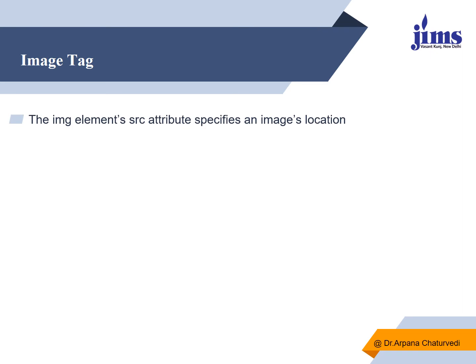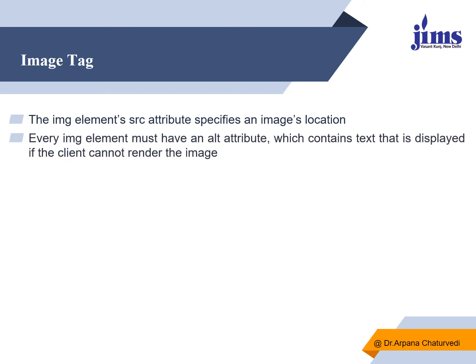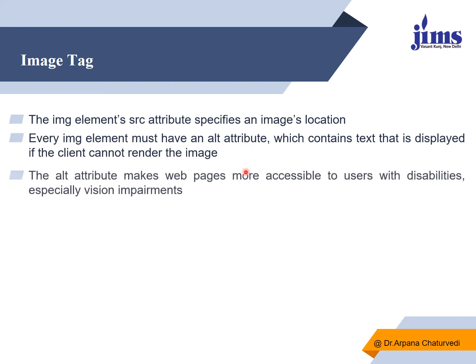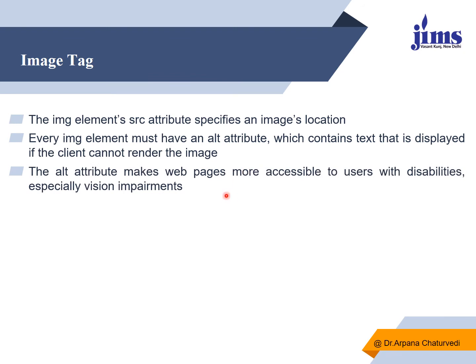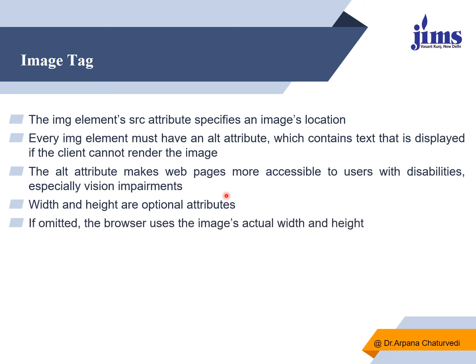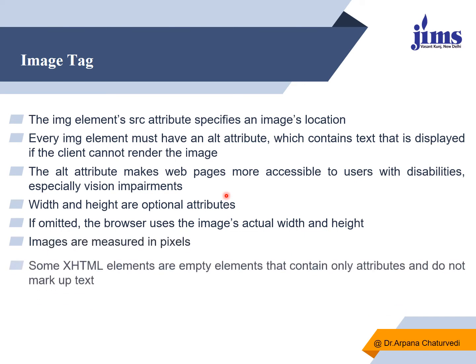Next is the image tag. For embedding an image, the img element is used with the src attribute. Every img element must have an alt attribute which tells what the image is all about. Alt attributes make web pages more accessible to people who are disabled, especially those with vision impairment. Width and height are only optional attributes. If omitted, it will still render the image with its actual height and width. Images are always measured in pixels.